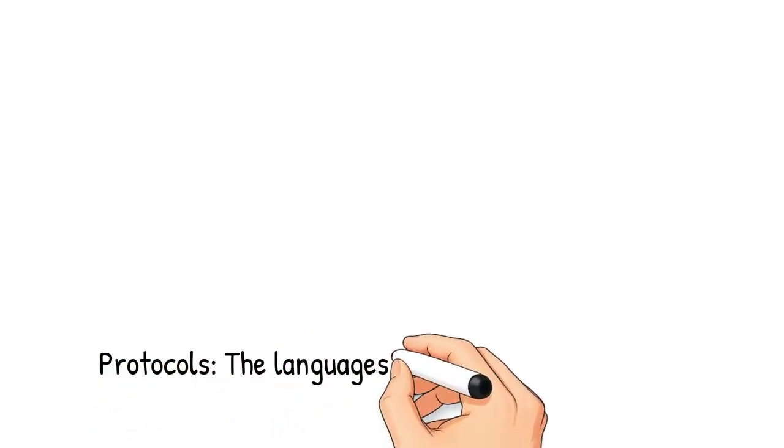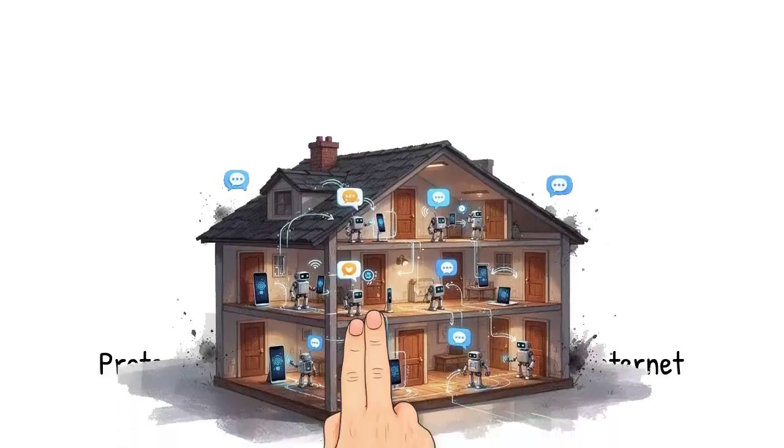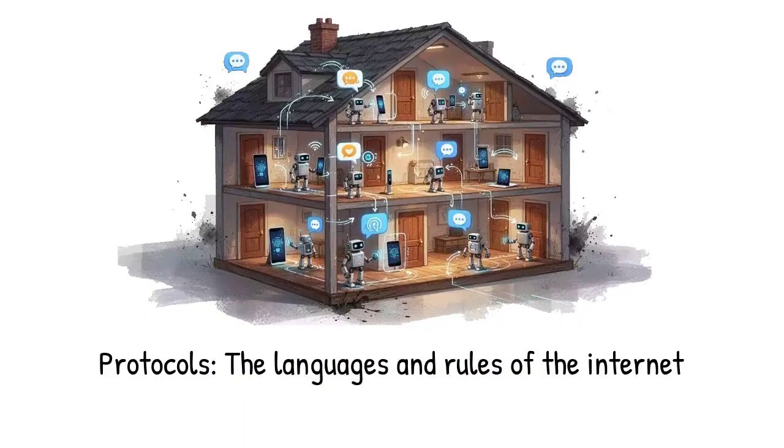Section 2. Protocols. The languages and rules of the internet. If ports are the doors of your digital house, then protocols are the languages spoken through those doors. They are the rules, grammar, structure, and etiquette that devices follow when they communicate.